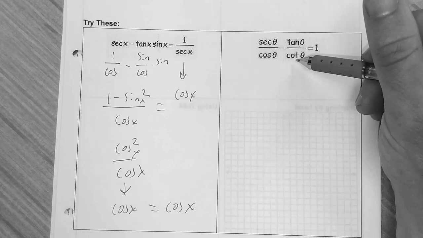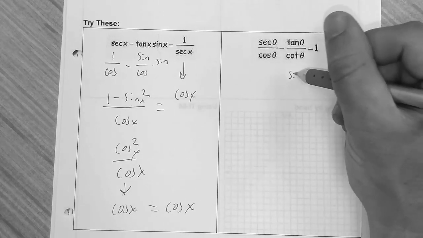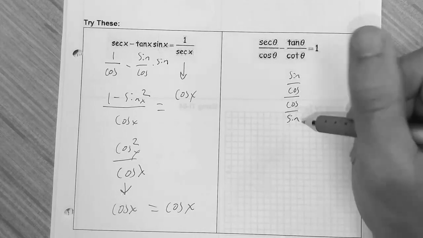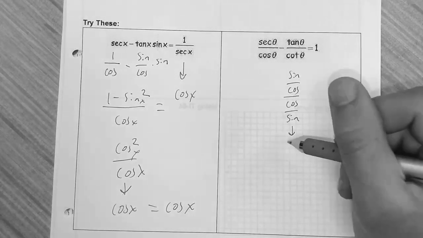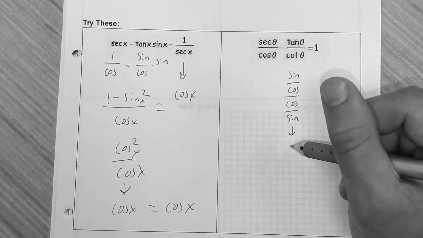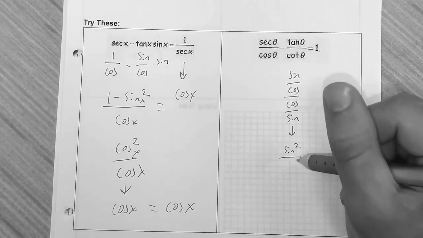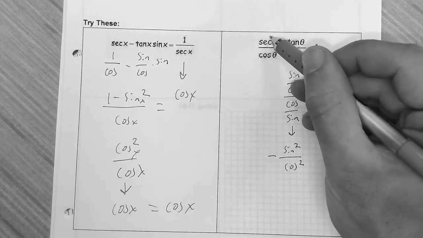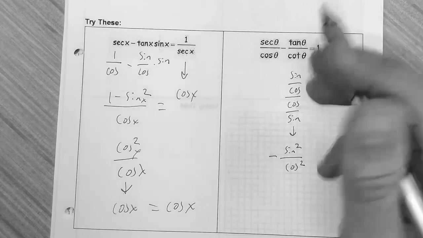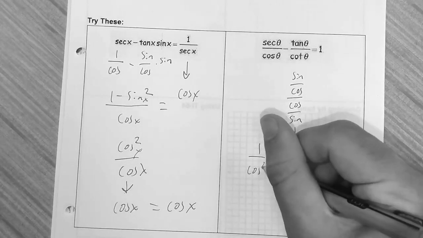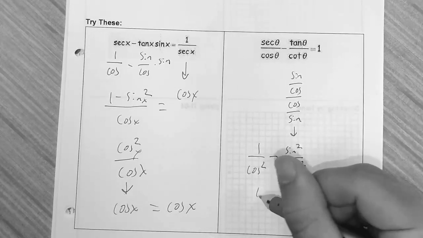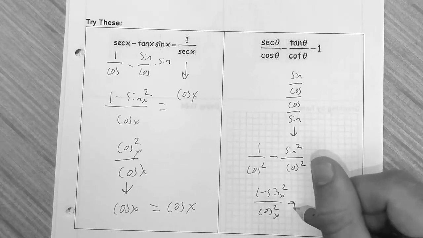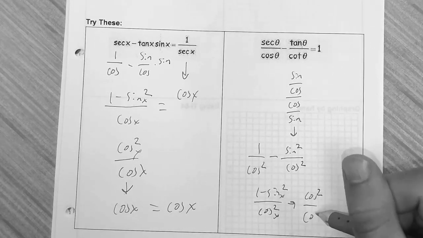On the right side, it was a similar problem. You have tan over cotan. That's sine over cosine over cosine over sine, which is sine squared over cosine squared. On the left side, you've got 1 over cosine squared, so 1 minus sine squared over cosine squared. And I know that's cosine squared over cosine squared. So that's 1.